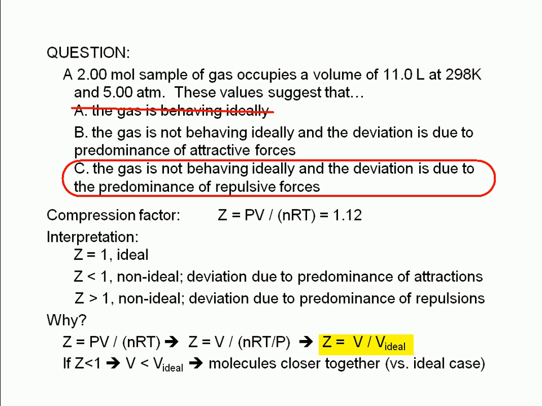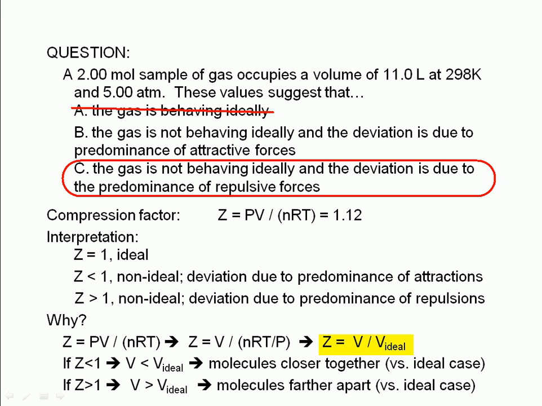If it's less than 1, it simply means that the gas is occupying less volume than it would if it were ideal. This happens if the molecules are closer together than they would be in an ideal gas. Molecules staying closer together suggests that there is net attraction among them.